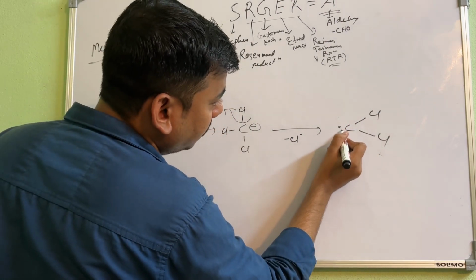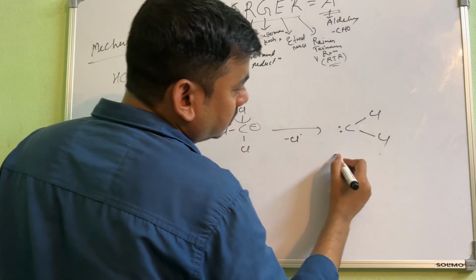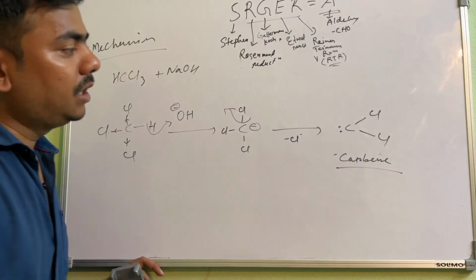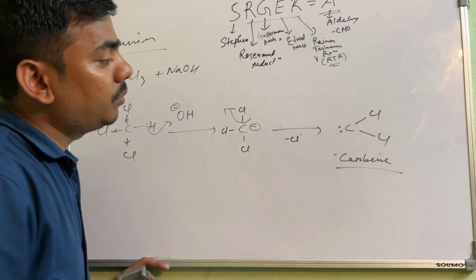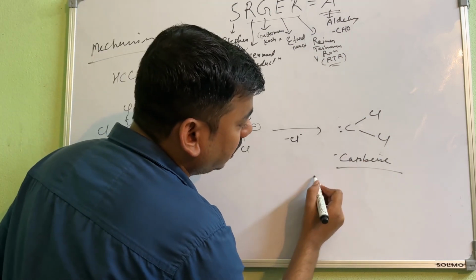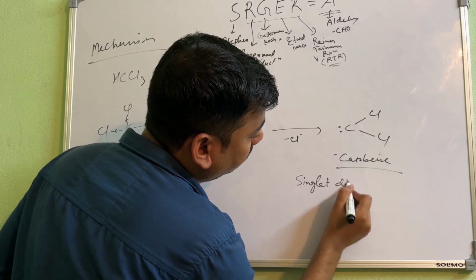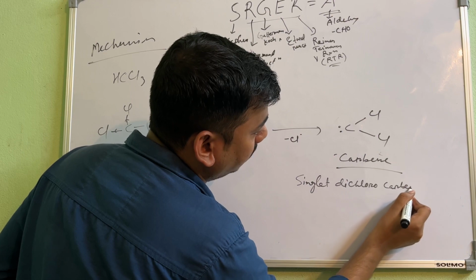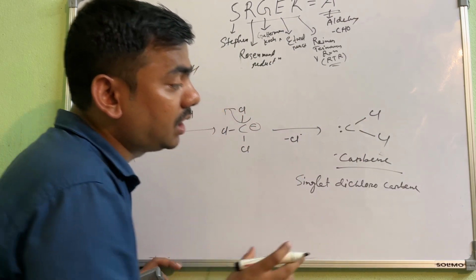This negative charge I am writing this way, as two electrons. Negative charge means two electrons. So I can write it like this, and this is called carbene. This is called carbene. So many times a question came regarding this. What is the carbene produced in the Reimer-Tiemann reaction? So what is your answer? The answer is singlet dichlorocarbene. So carbene is of two types, singlet or triplet. This one is singlet, and it is very important because they are asking this.